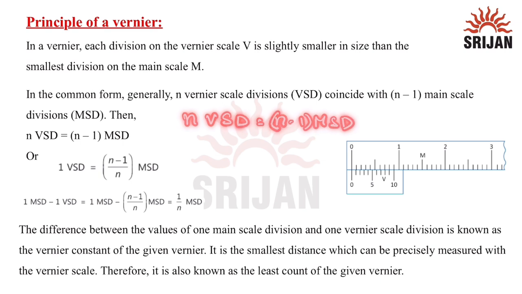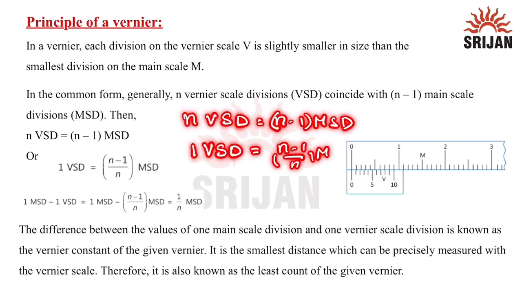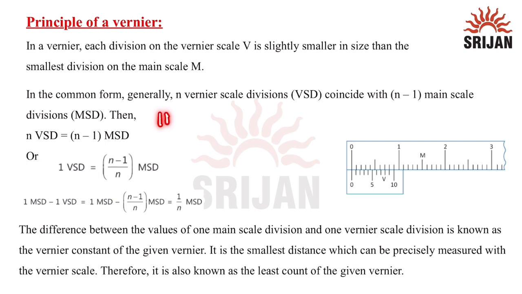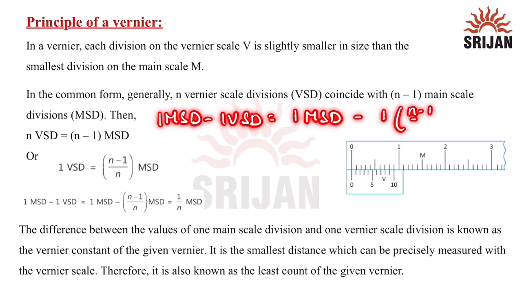Or I can say one vernier scale division is equal to (n minus 1) divided by n main scale divisions. Now, one main scale division minus one vernier scale division would be equal to one main scale division minus 1 into (n minus 1) divided by n main scale division. That would be equal to 1 upon n main scale division.